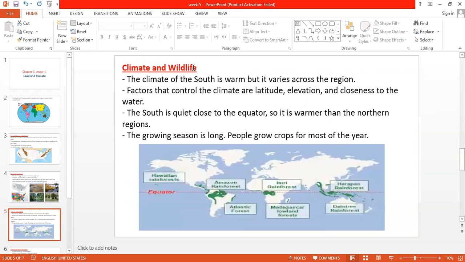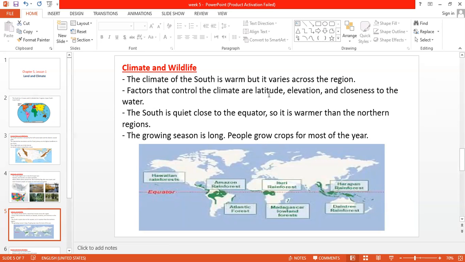Okay, climate and wildlife. If we speak about climate and wildlife in the south, the climate of the south is warm, but it varies across the region. What is the meaning of that? Listen, guys. First, we talked in that lesson in the first term that there are some factors that control or affect the climate. What are these factors? Number one, latitude. Number two, elevation. Number three, closeness to the water.